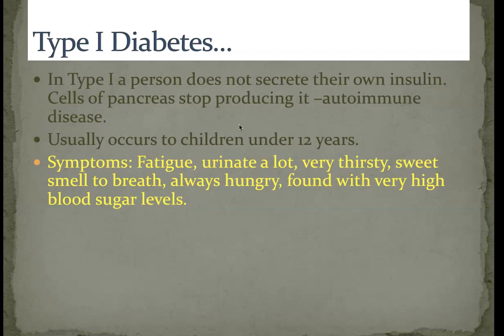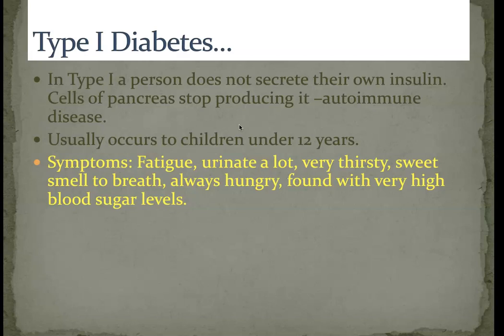They get a sweet smell to their breath. They always tend to be hungry, and when they finally are diagnosed, sometimes they can go into a coma because their blood sugar levels go so high. Normal is going to be anywhere from 110 maybe to 60 or 70. Their levels can be 700, 800, 900, 1,000. Sometimes they can go into a coma.